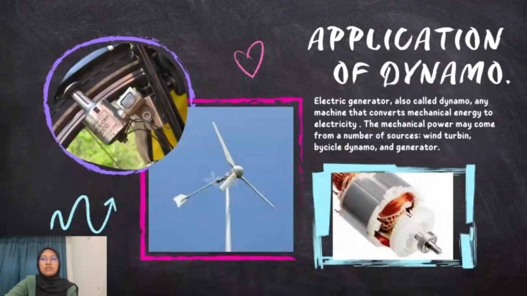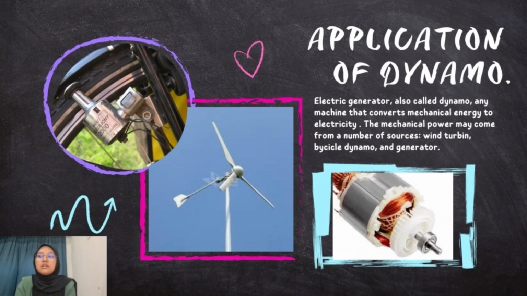Last but not least, the application of dynamo. By using the concept of electromagnetic induction, we can find dynamos in various machines, especially machines that convert mechanical energy into electrical energy. Here I have some examples that use the same concept of electromagnetic induction. So that's all for me.